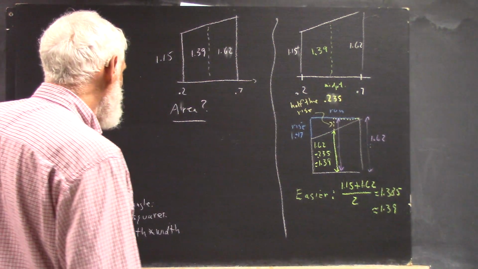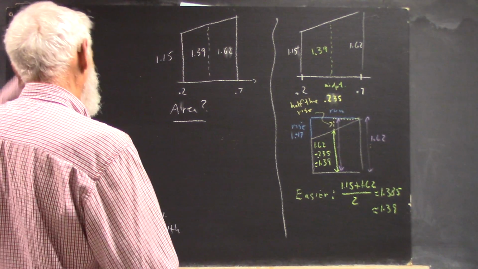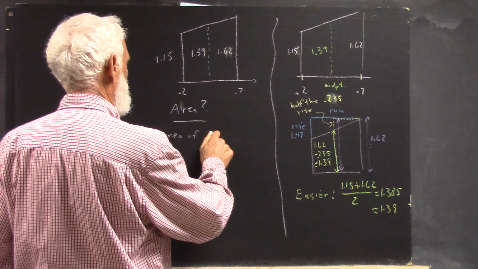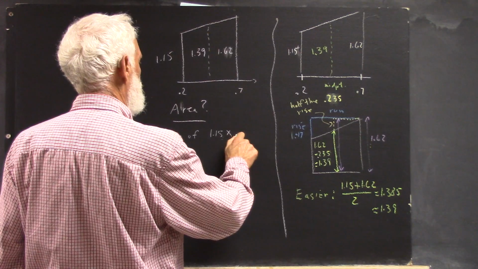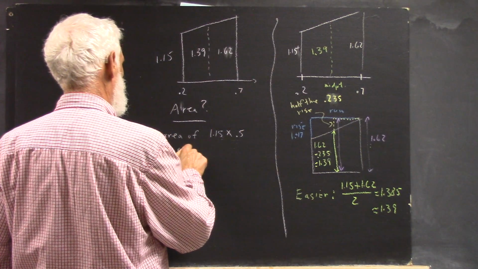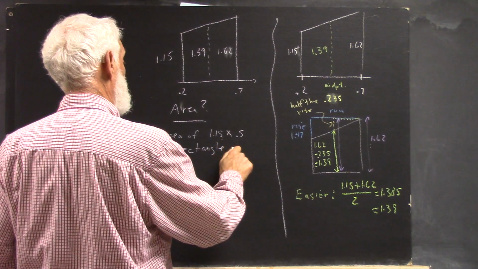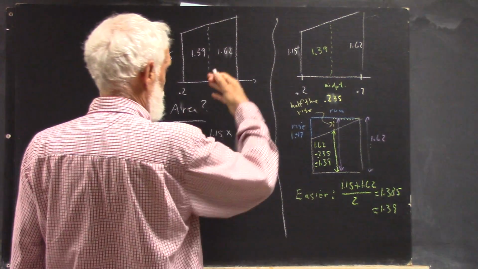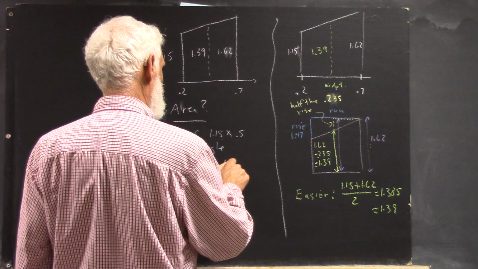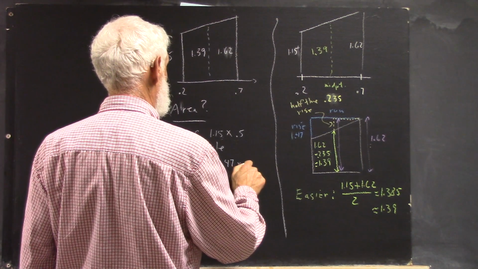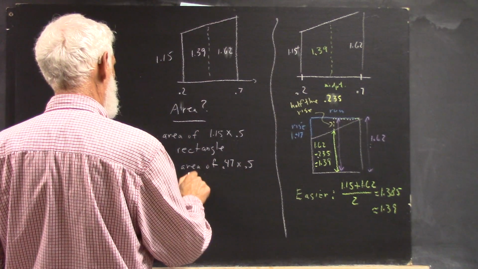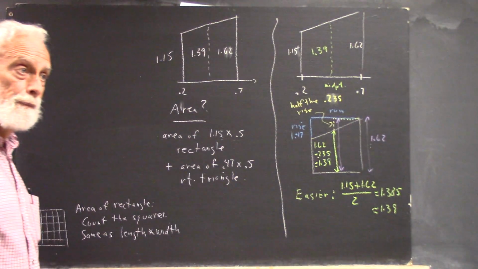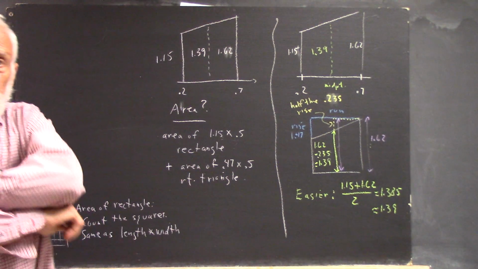Okay, so what's the area? Well, we'd say it's the area of a 1.15 by 0.5 rectangle plus the area of, and if we do the calculation, we get 0.47 by 0.5 right triangle, right? Okay? Now, what do you know about the area of a right triangle?